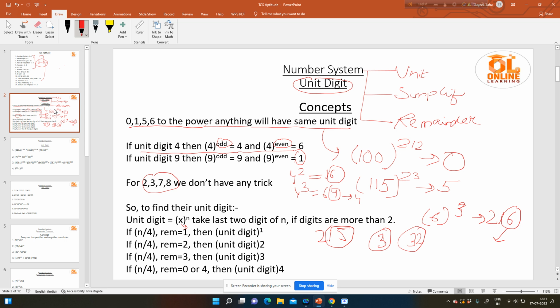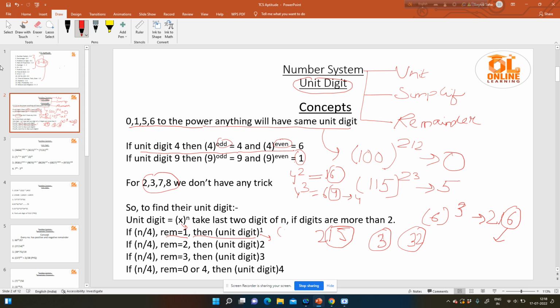And we will divide that number by 4. If the remainder is 1, then the actual unit digit is the unit digit present in the number to the power 1. Same way, if the remainder is 2, then we have to square the unit digit that is present. If the remainder is 3, then we have to cube it. Same way, if the remainder is 0 or 4, that is the same, then we have to take the unit digit to the power 4. You will understand it better when I solve the questions.